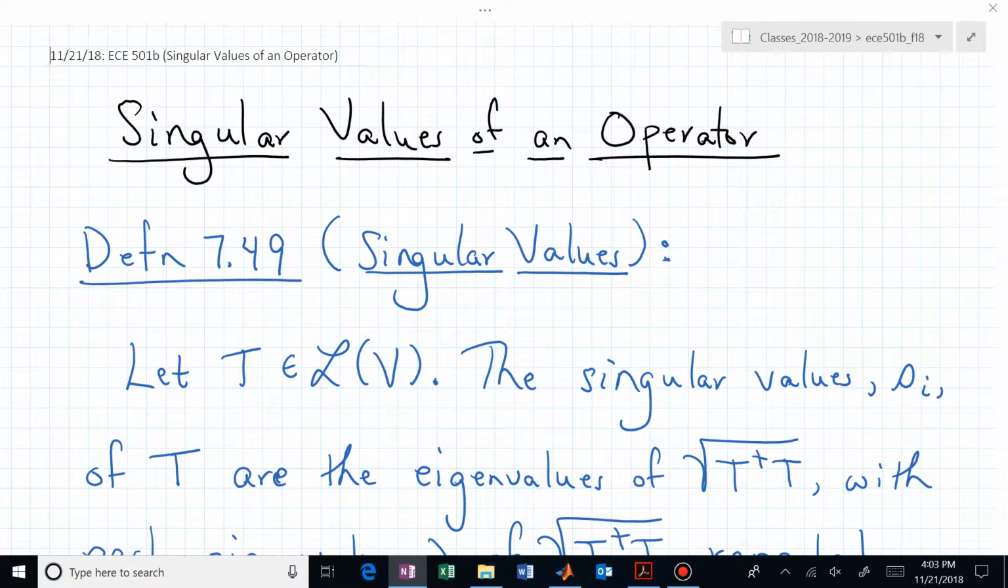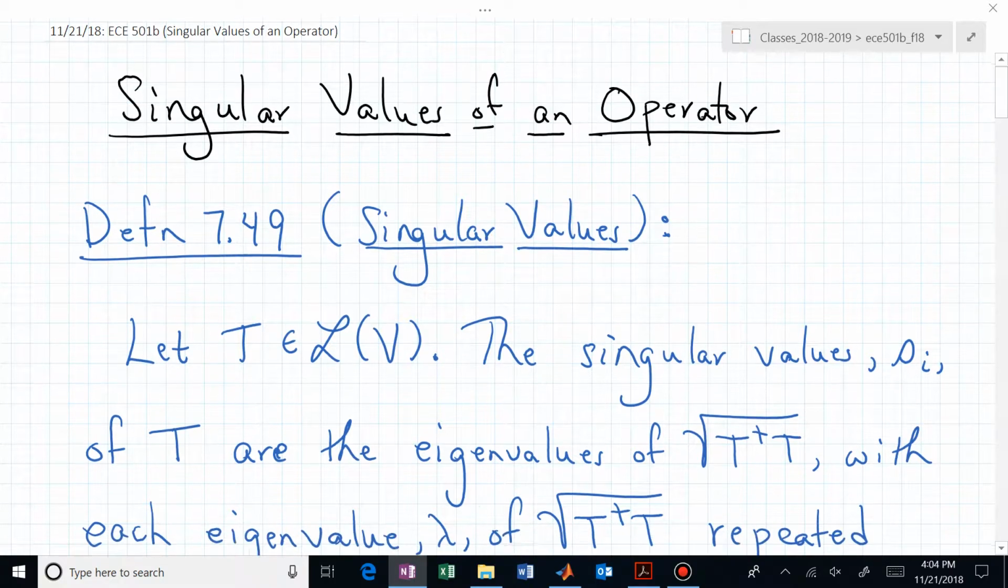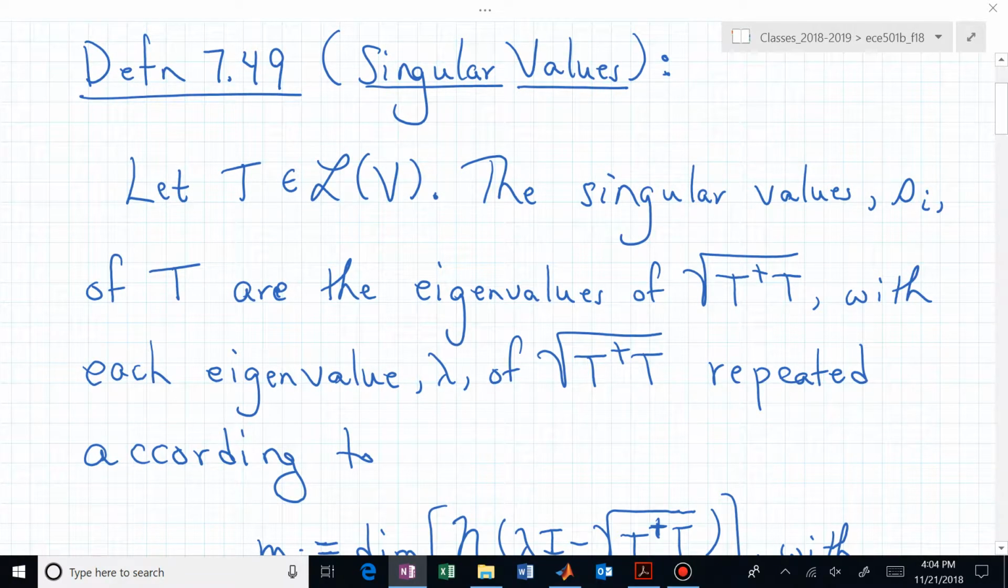In this video we are concerned with finding singular values of an operator, and we will do that by first stating the definition of singular values. Then we will state a theorem that allows us maybe an easier way to compute these singular values, and then we'll actually walk through an example illustrating how we can find singular values of an operator and what that might look like in a particular case.